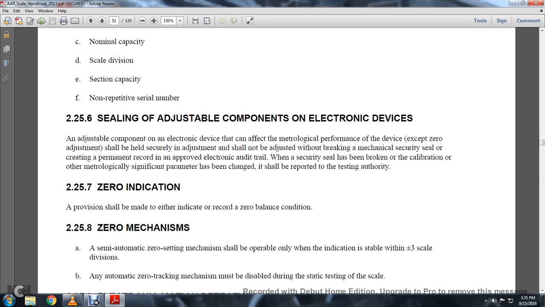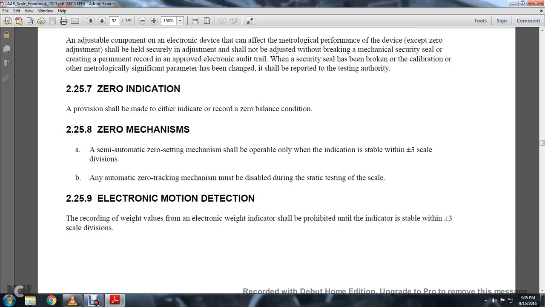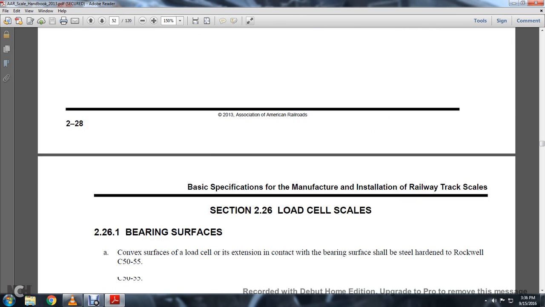225.7 Zero indication. Provision should be made for the indicator to show a recorded zero balance condition. 225.8 Zero mechanism. A semi-automatic zero setting mechanism shall be operable only when the indication is stable within plus or minus 3 scale divisions. Any automatic zero tracking mechanism must be disabled during static testing of the scale. 225.9 Electronic motion detection. The recording of the weighing value of the electronic weight indicator should be prohibited until the indicator is stable within plus or minus 3 scale divisions.